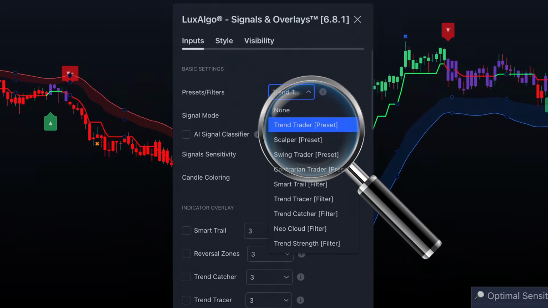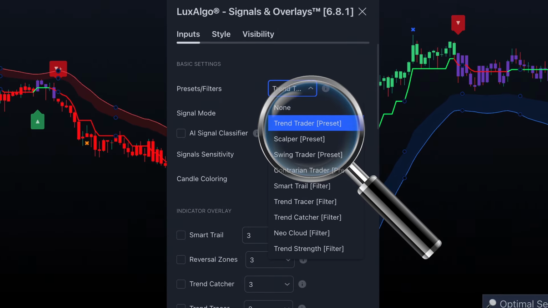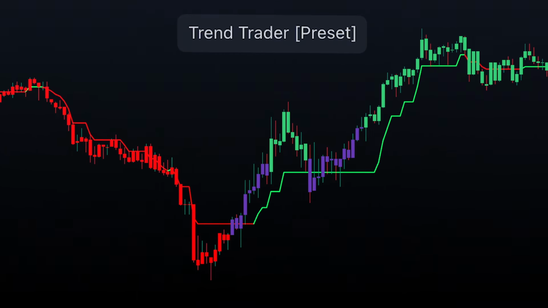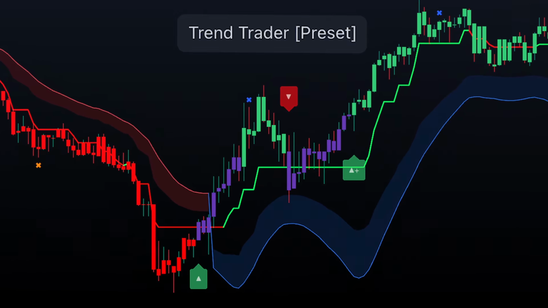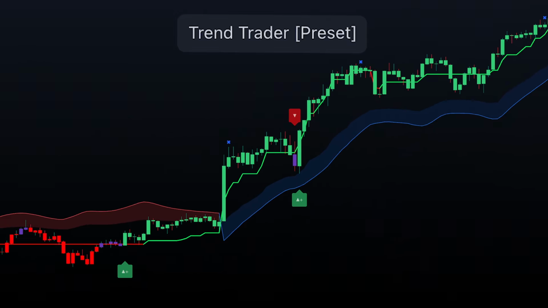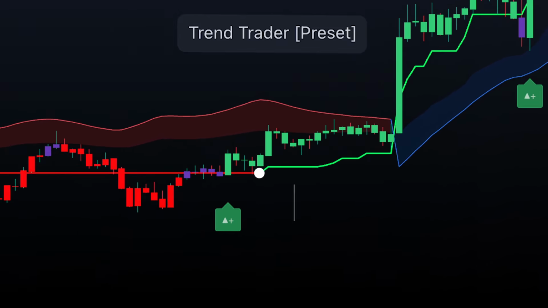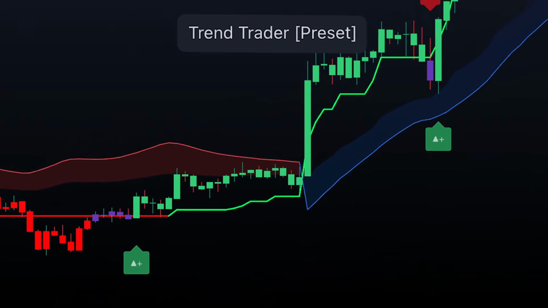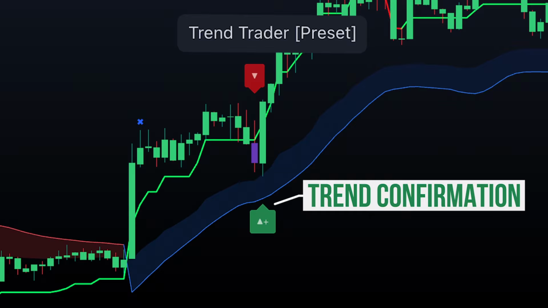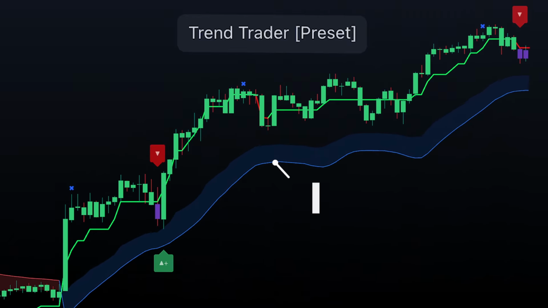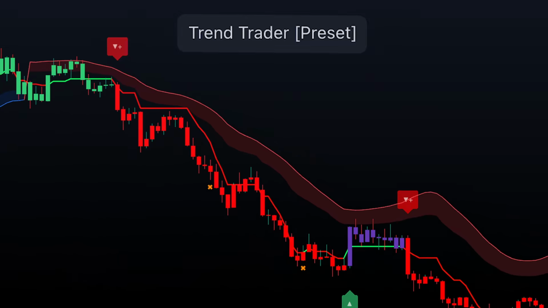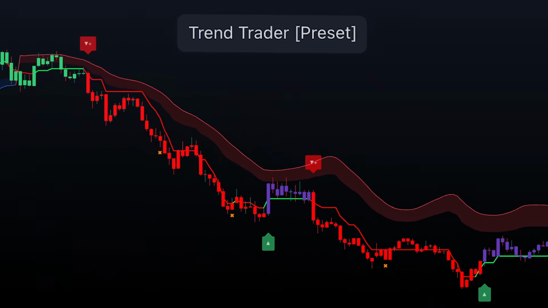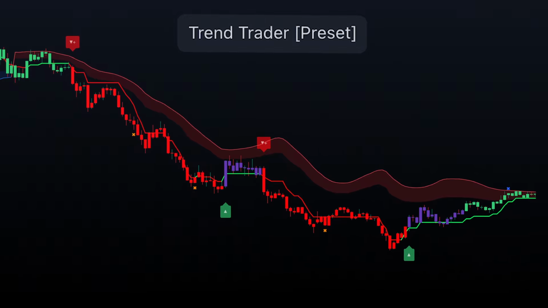Let's start by taking a closer look at the Trend Trader preset. The Trend Trader preset brings together the trend catcher, the smart trail, and confirmation signals to create a powerful sidekick for your analysis. This preset enables traders to spot early trend changes with the trend catcher, confirm established trends using the signals, and leverage the smart trail feature as a trailing stop for entries. Combined with candle coloring, these features make this preset ideal for anyone taking a trend trading approach to the markets.